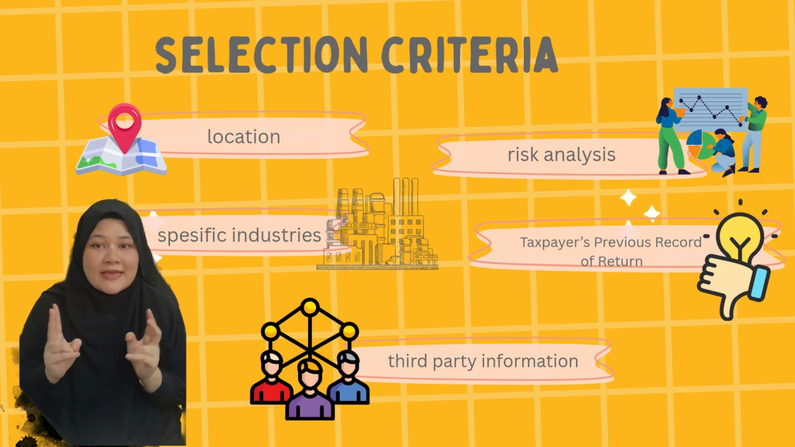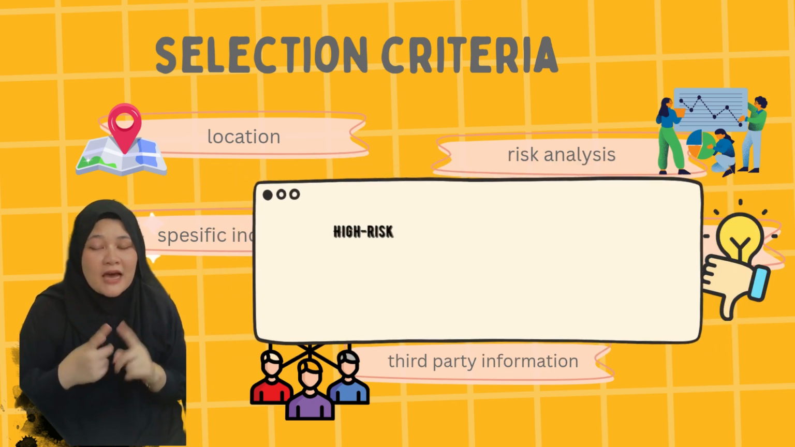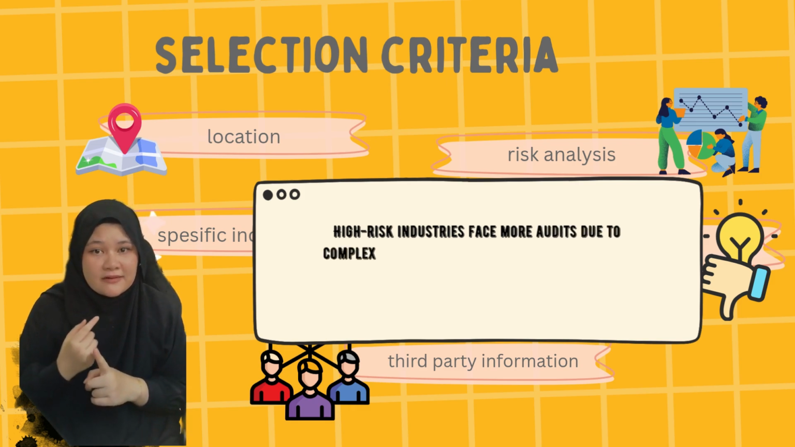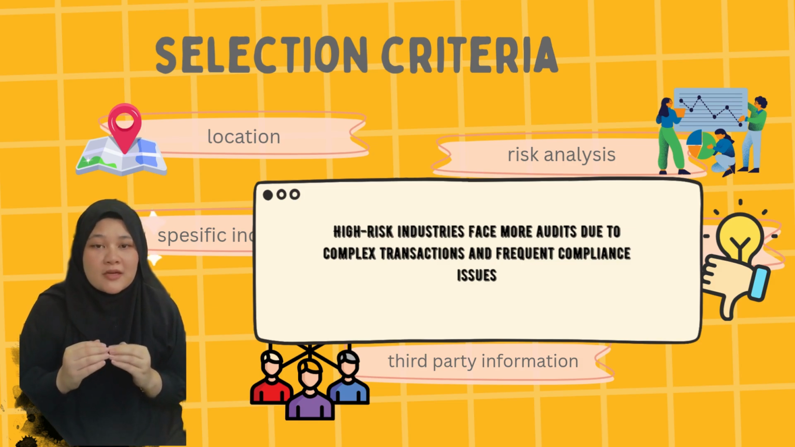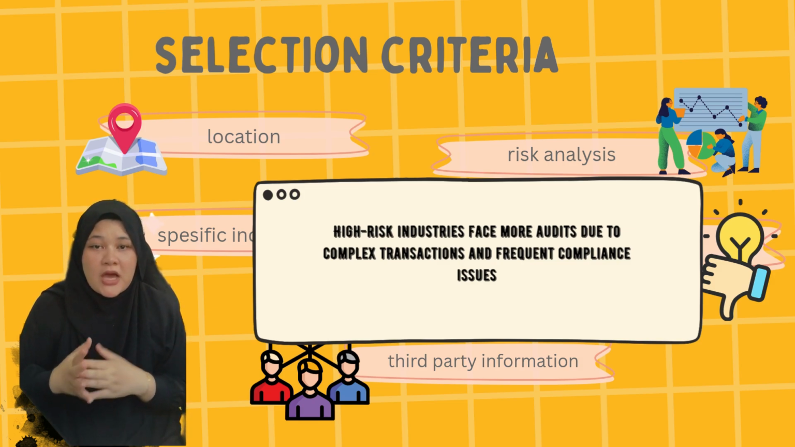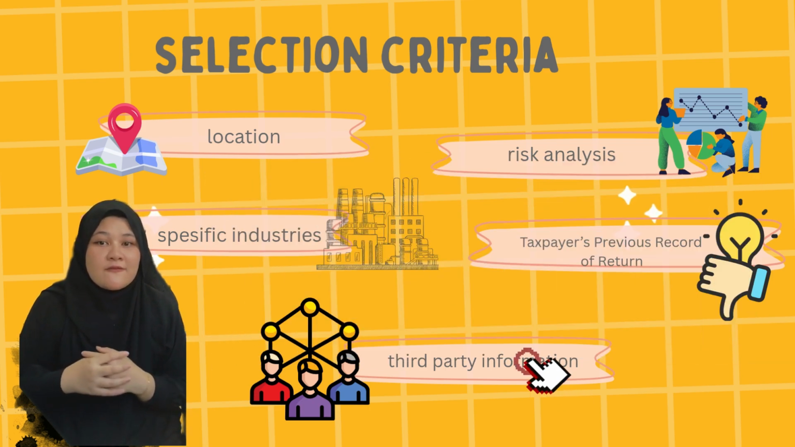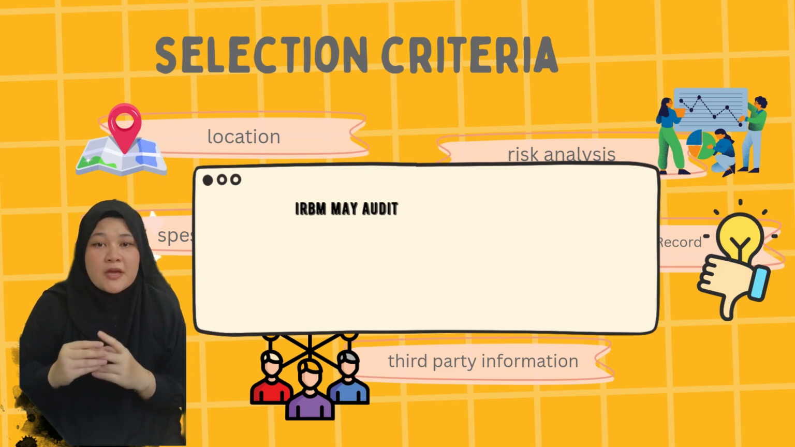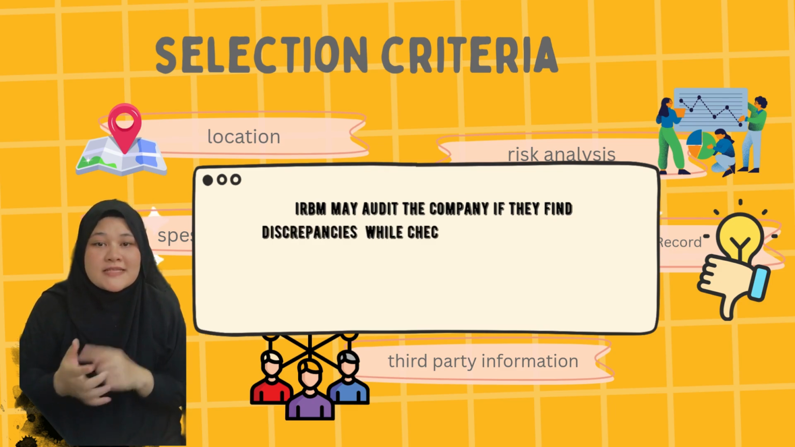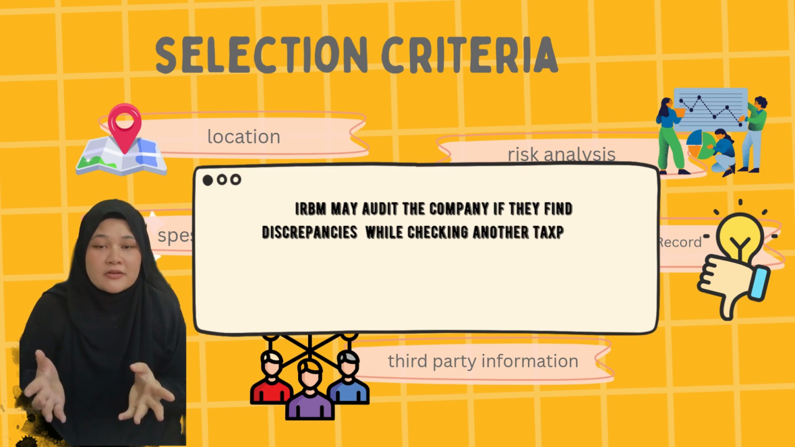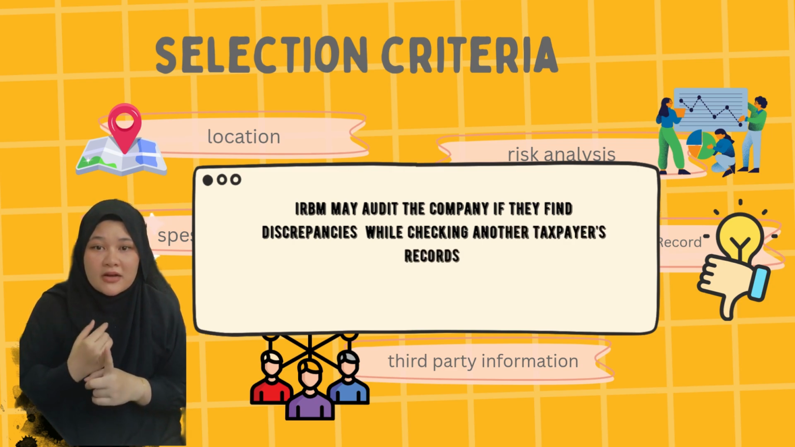Second, specific industry. High-risk industries like property development, healthcare and palm oil face more audits due to complex transactions and frequent compliance issues. Next, third-party information. IRBM may audit the company if they find any discrepancy in its income or expenses while checking another taxpayer's record, like your supplier or your client.